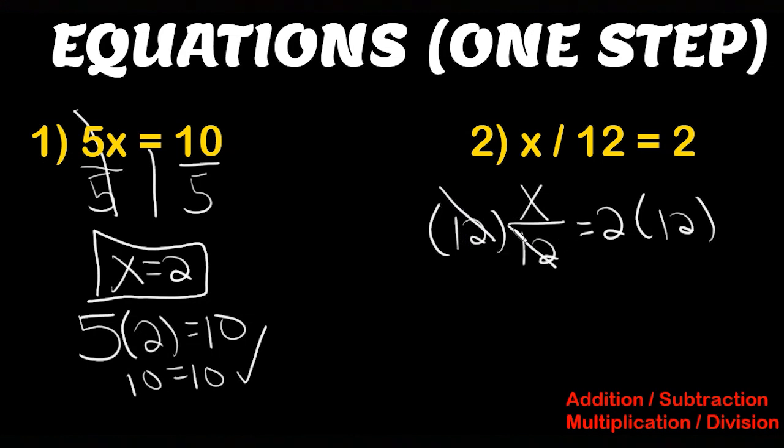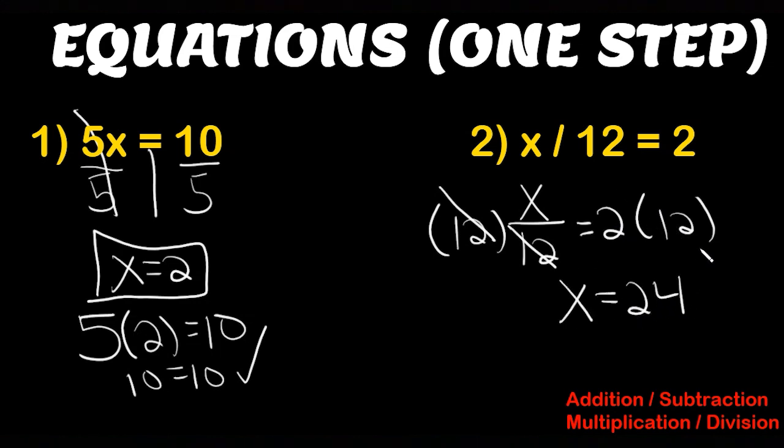You can see that I'm going to end up with 12x over 12. The 12s cancel. I'm left with just x. That's what I want. But you don't even have to do that. You just have to remember that wherever I do the operation first, it will always cancel out there. Okay? And right here, I'm going to do 2 times 12. I get 24. So x is equal to 24.